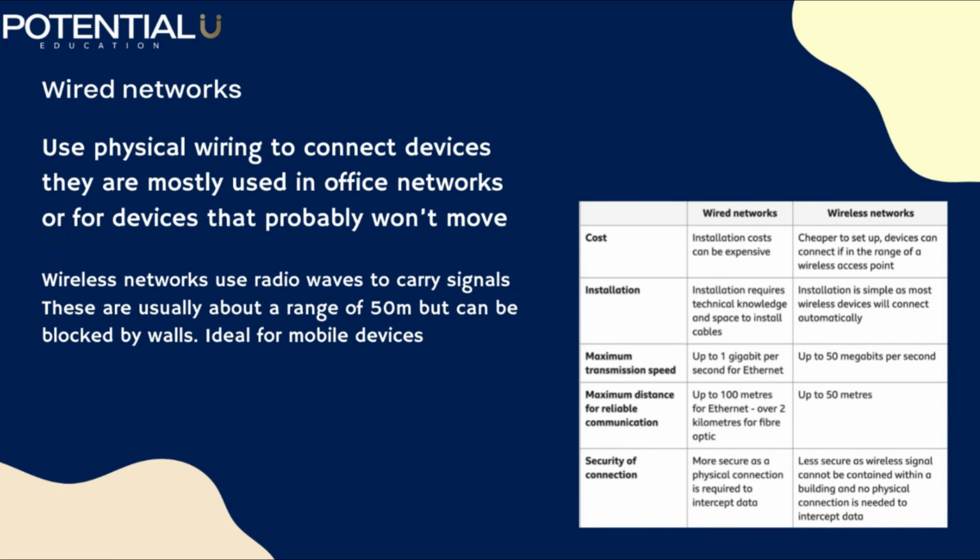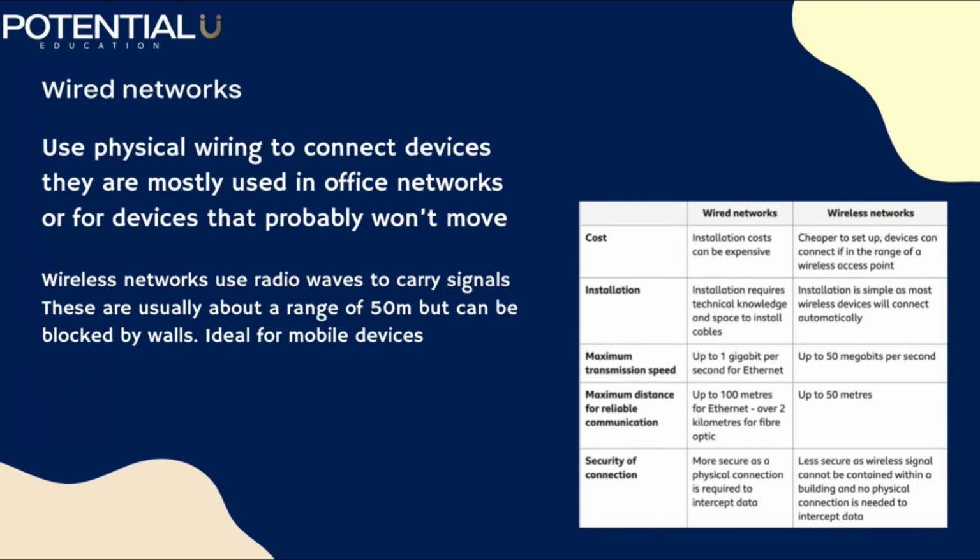So wired networks are very expensive to install, and it requires a lot of technical knowledge and definitely a lot of space and planning to see where the wires are going to go. And you've got to get somebody to physically put in all of these different wires, which are heavy and expensive. However, they are incredibly fast. So it's up to a gigabit per second for Ethernet. You could download games like Fortnite in a few minutes. It's really, really quick.